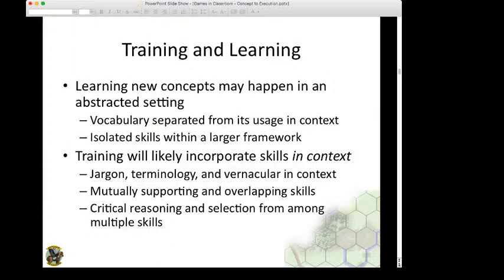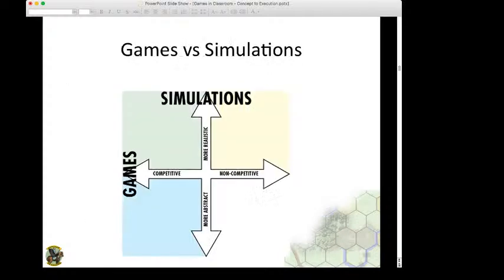So as we look at this, training and learning, hang on, make sure, okay.